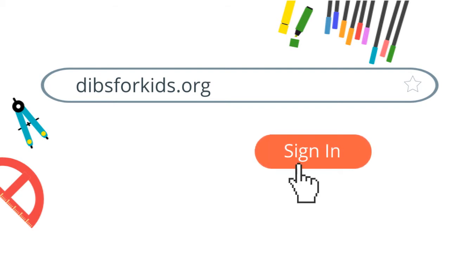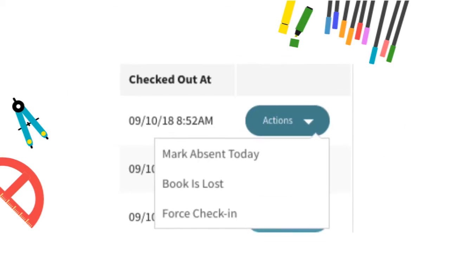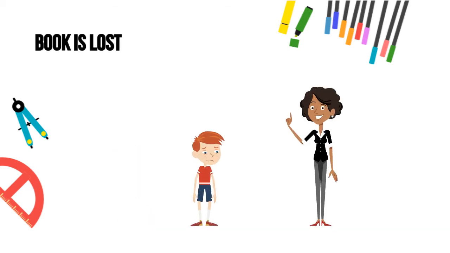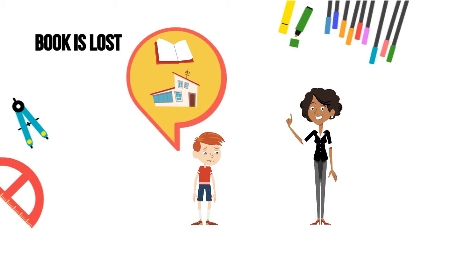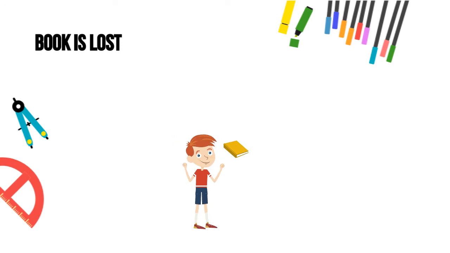Now that you have your bookmarks, let's go back to your DIBS dashboard. This should be done by typing dibsforkids.org into the search bar at the top of the browser. Once the page is loaded, sign in again if you need to. To the right of every student is an Actions drop-down. Clicking on this gives you 3 action options per student: Book is lost, Forced check-in, and Mark absent today. If a student lost or forgot a book at home, use the Book is lost function to allow them to check out another book. If they bring it back, just check in the book as you normally would. The book status will be updated automatically through our system.